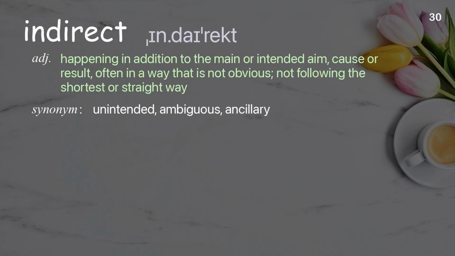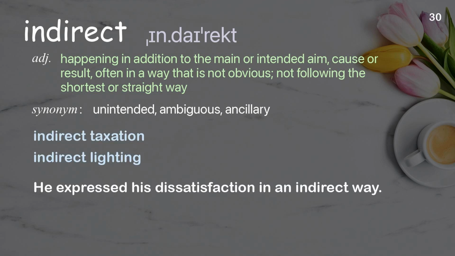Indirect. Happening in addition to the main or intended aim, cause or result, often in a way that is not obvious, not following the shortest or straight way. Examples: indirect taxation, indirect lighting. He expressed his dissatisfaction in an indirect way.